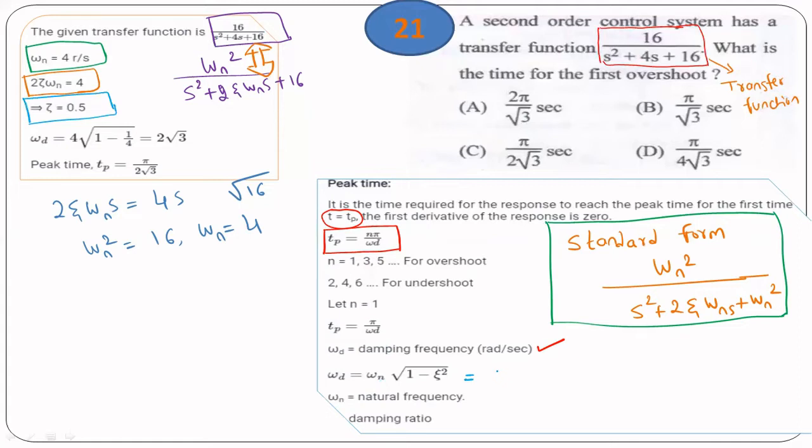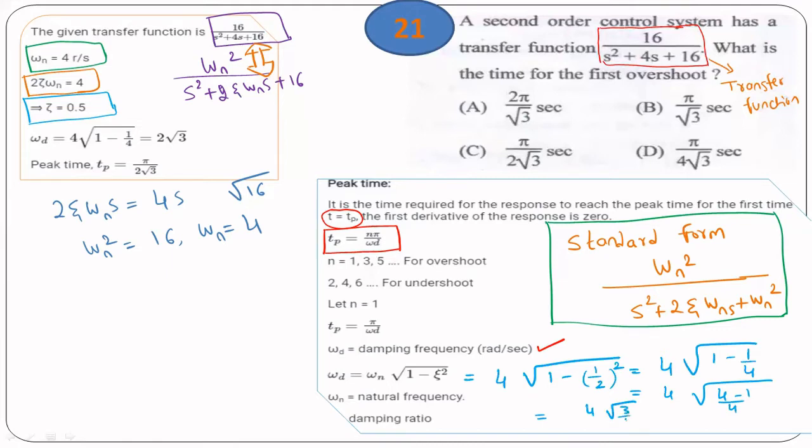As you know, omega n is equal to 4, and we have got zeta as 1 by 2 square. So this will be equal to what? 4 into the square root of 1 minus 1 by 4. If you solve this further, you get 4 into the square root of 4 minus 1 divided by 4. So the final solution will be what? 4 root of 3 by 4.